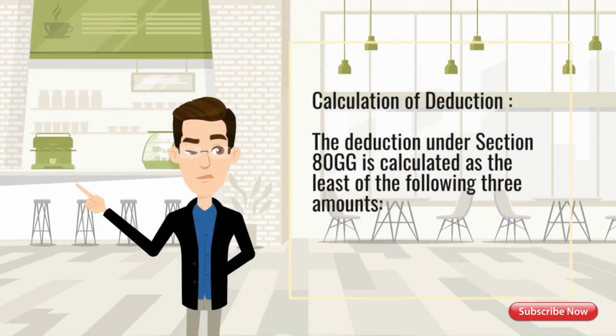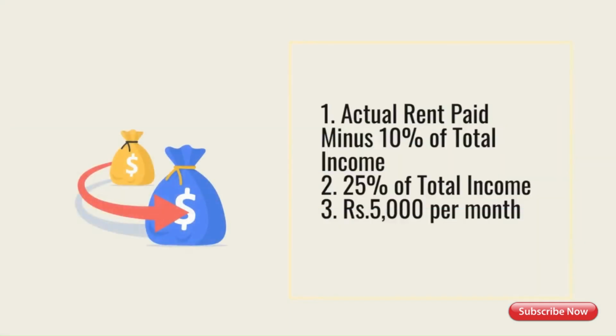Calculation of deduction. The deduction under Section 80GG is calculated as the least of the following three amounts. 1. Actual rent paid minus 10% of total income. 2. 25% of total income. 3. Rs.5,000 per month.